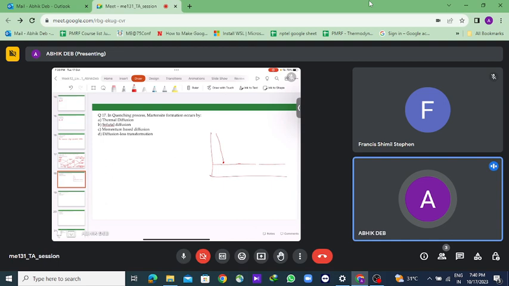suppose this is the temperature and this is the time. We will cool to a region which is just above the martensitic start temperature, and then we will keep it to form a homogenized bainite. Okay, so this is the austempering process.